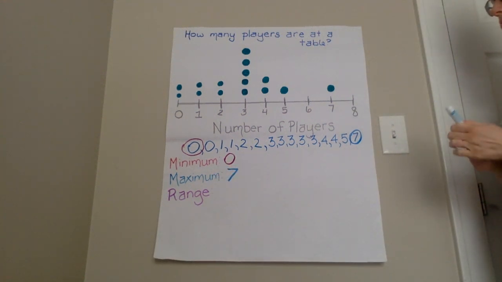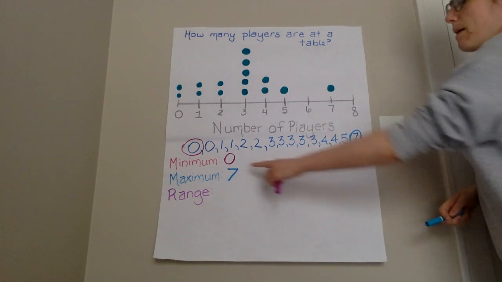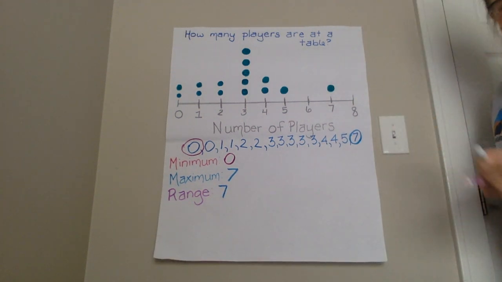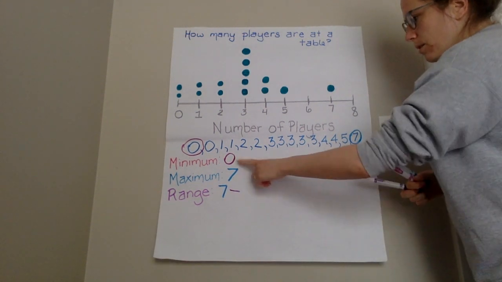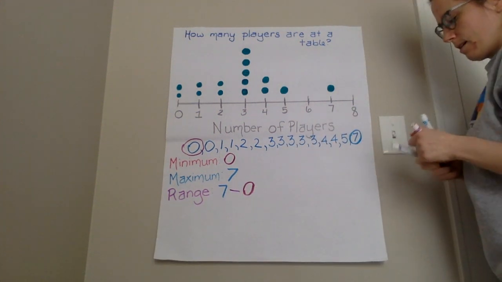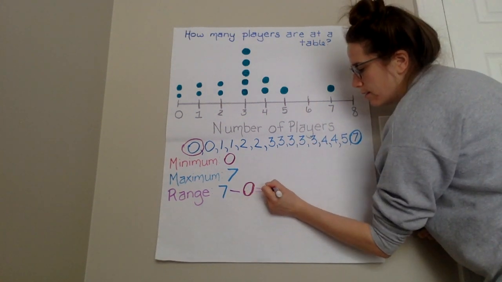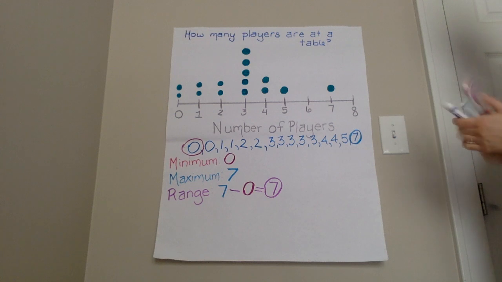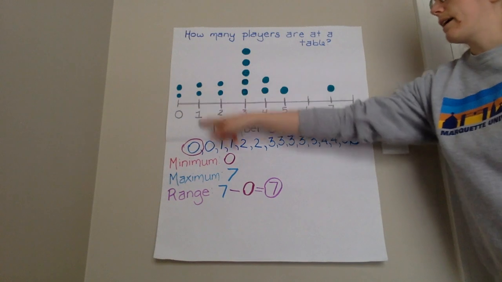7 is my maximum. In order to find the range, I need to take my maximum, which was 7. I am going to subtract my minimum, which was 0. And that is going to give me my range. This is my range. So, once again, from left to right, I copy my data.